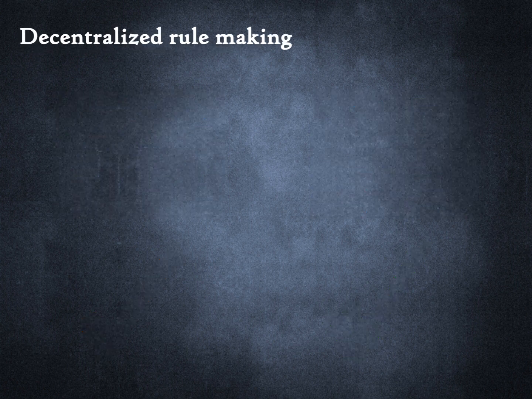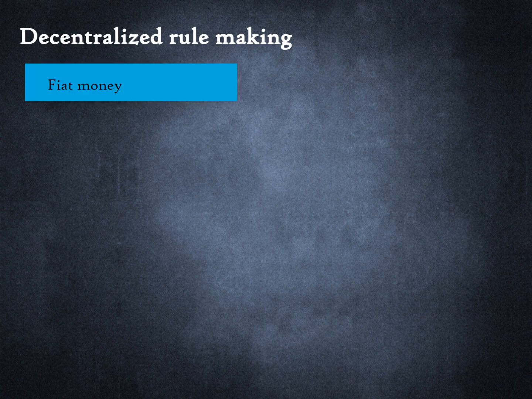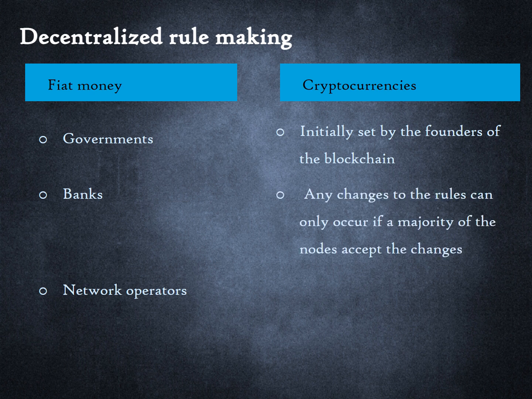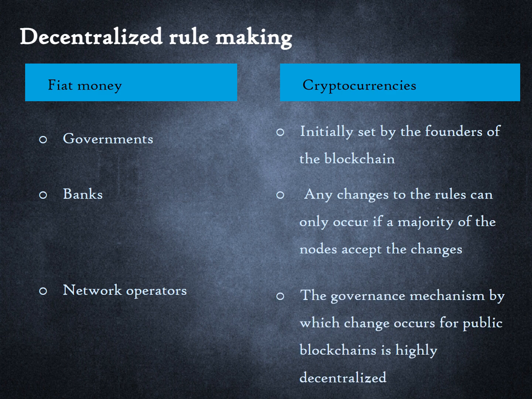Finally, we get to the question of who makes the rules. In fiat money, the rules are set by central parties like governments, banks and network utilities like Visa and MasterCard. In cryptocurrencies, the rules are initially set by the founders of the blockchain network. Any changes to the rules can only occur if a majority of the nodes accept the changes. The governance mechanism by which this occurs for public blockchains like Bitcoin and Ethereum is highly unstructured and decentralized.